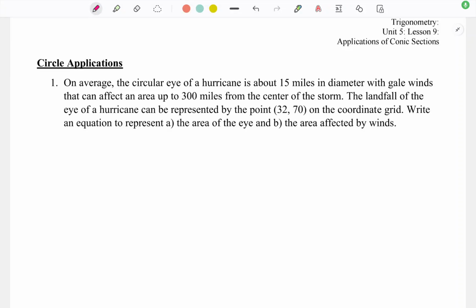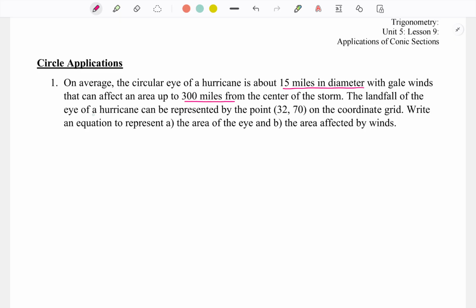For this lesson, we are going to be talking about how to apply the equations of our conic section. So we're going to start off with circles. For our first problem, we have, on average, the circular eye of a hurricane is about 15 miles in diameter, with gale winds that can affect an area up to 300 miles from the center of the storm.